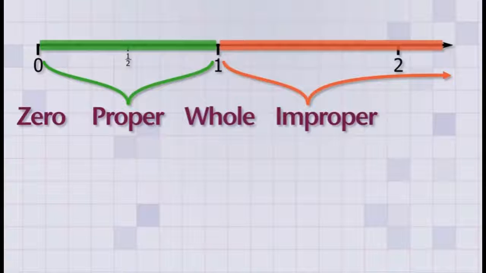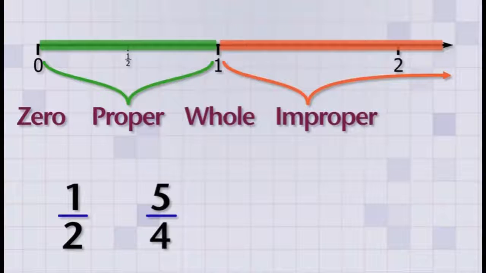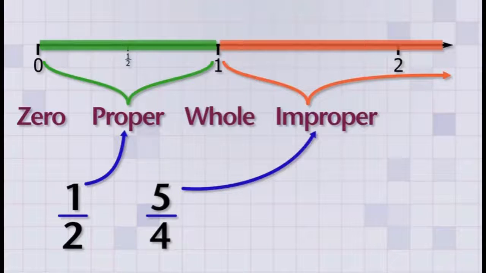And finally, what about 1/2 and 5 over 4? Now we know that 1/2 is a proper fraction, but 5 over 4 is an improper fraction because its top number is bigger than its bottom number. So that means that 1/2 is less than 5 over 4.